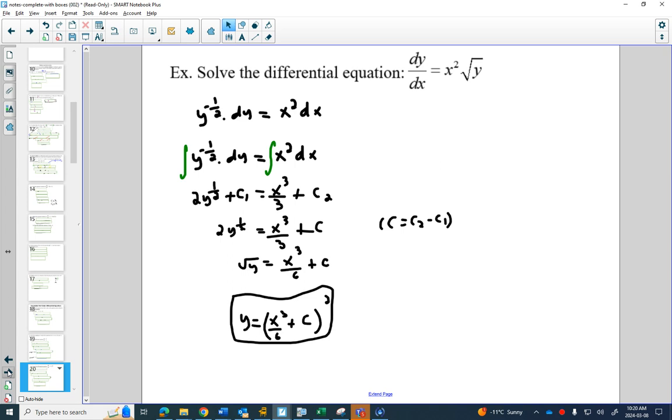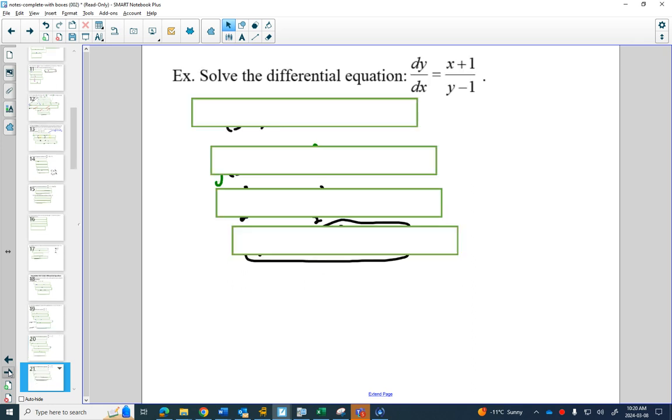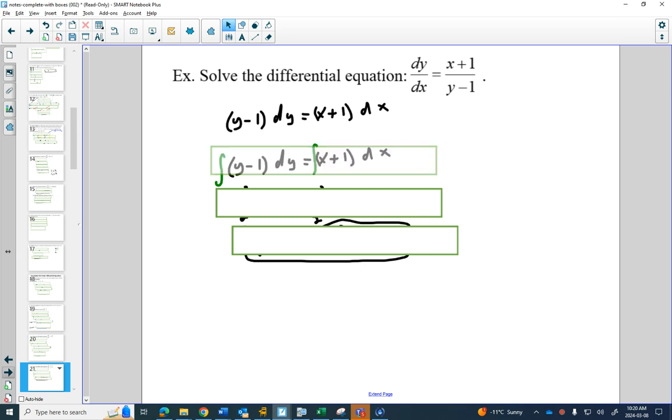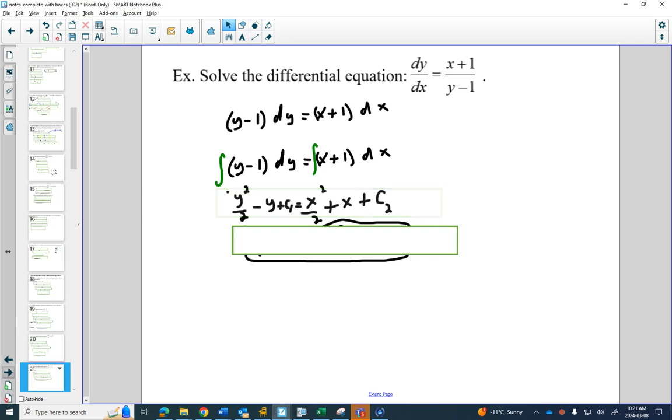All right, we'll do one with sound. So again, just like the previous questions, move your y's to one side, separate your y's, separate your x's. Integrate both sides. And now because you're adding and subtracting, you would integrate each part separately. So the y by itself would be y squared over 2. The minus 1 would be minus y, and then you have a plus c1 on the left. Same thing happens on the right side, an easy integral, plus c2.